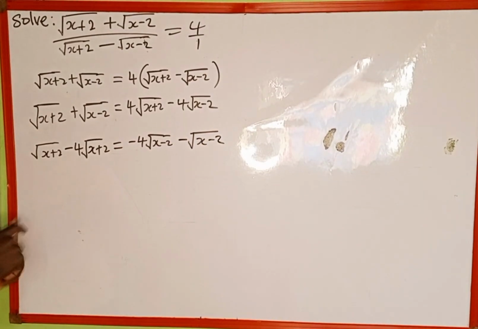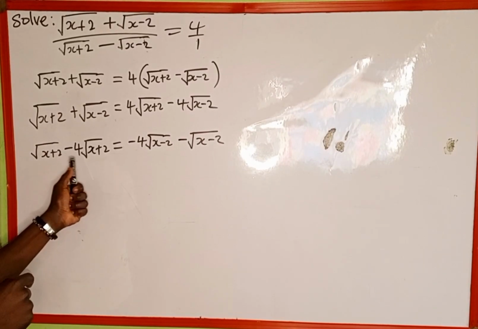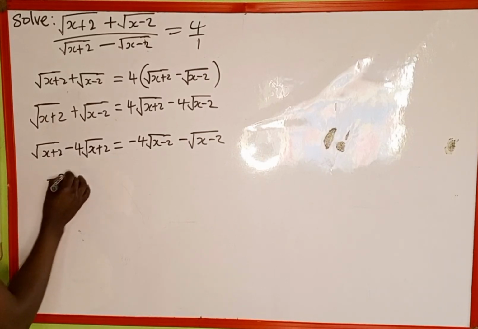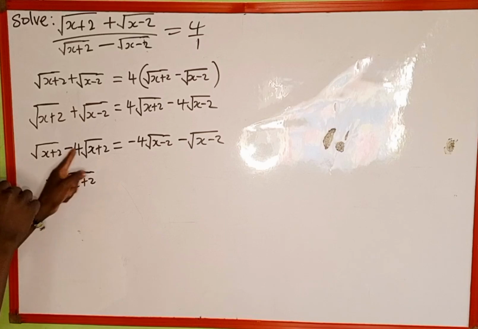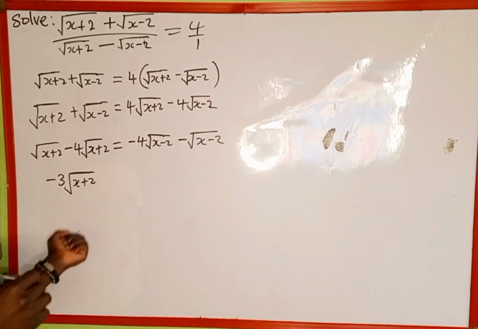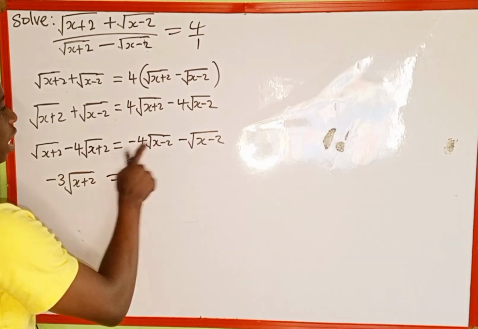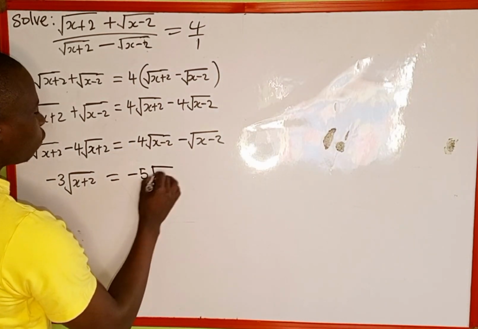So the next thing we're going to do, if you look at the radicals, they are the same, so we can subtract 4 of this from one of this. This is going to be negative 3 root of x plus 2, the same as 1 of this minus 4 of this. It's going to be negative 3 root of x plus 2, which is going to be equal to negative 4 minus 1 of this, which is negative 5 root of x minus 2.